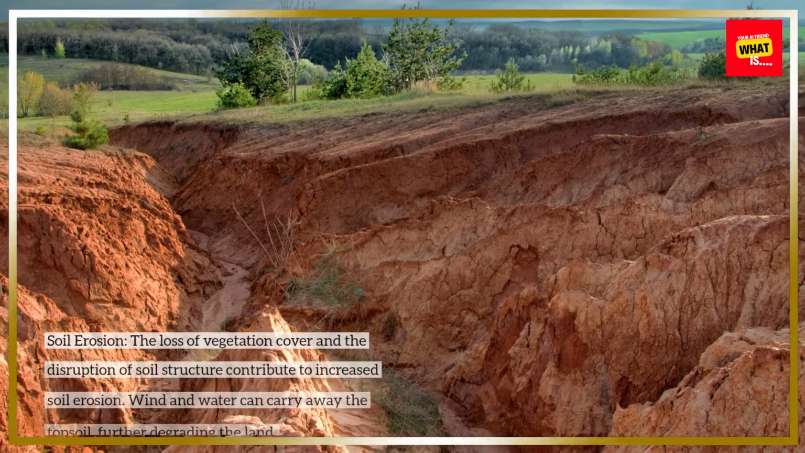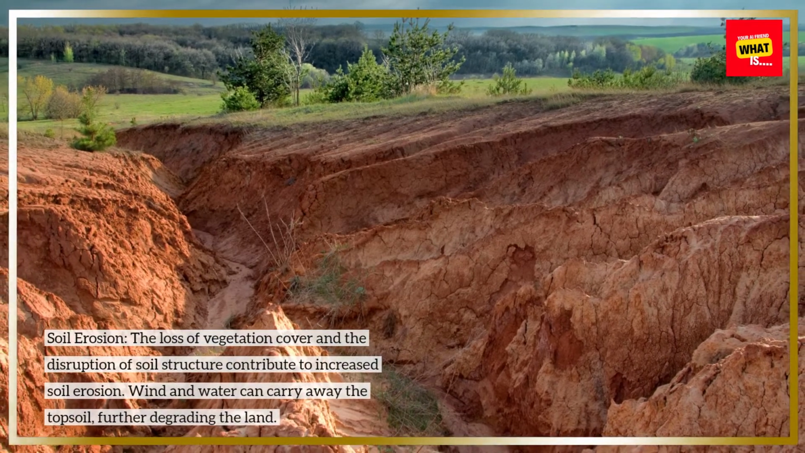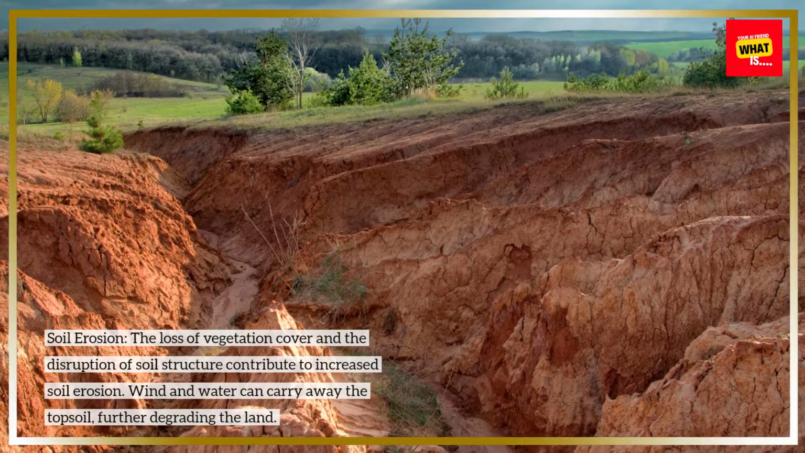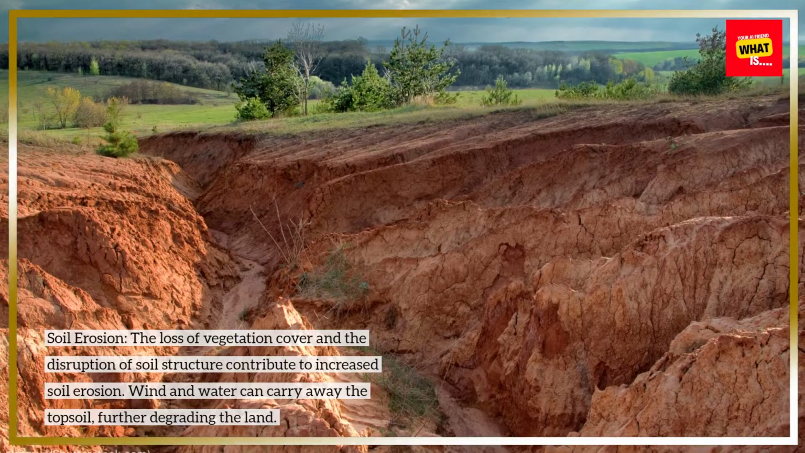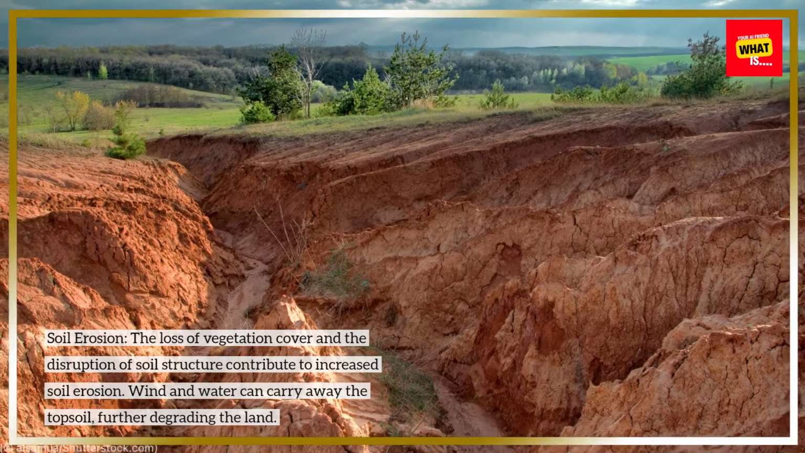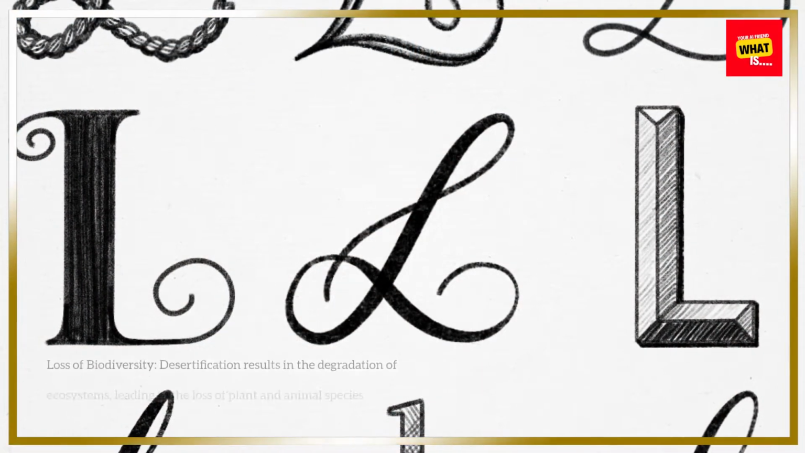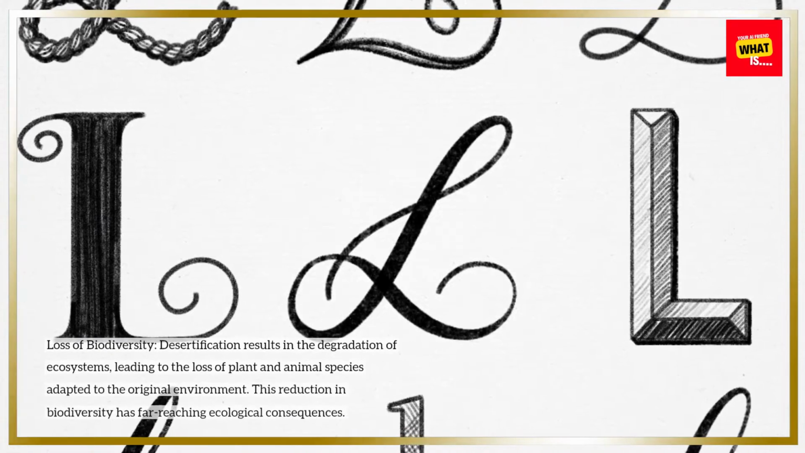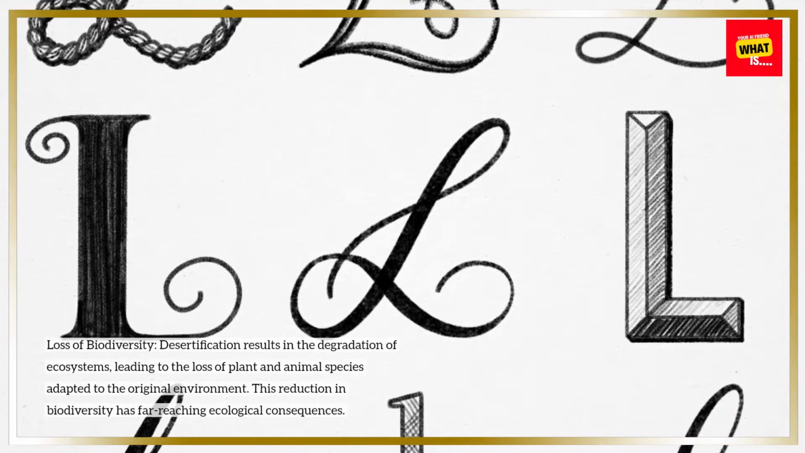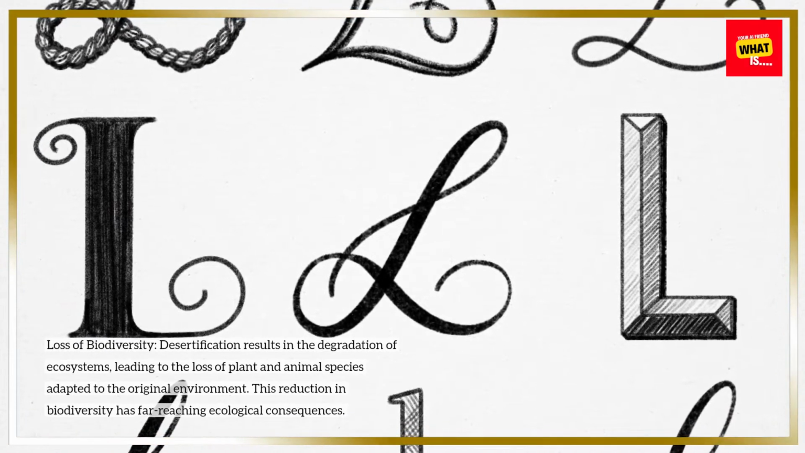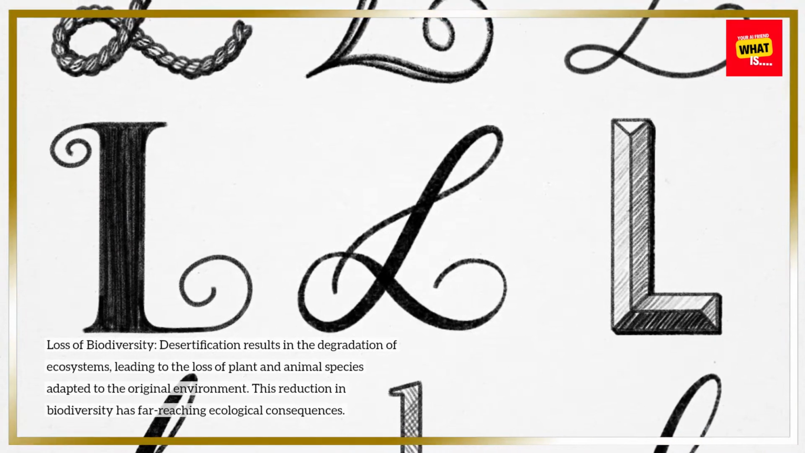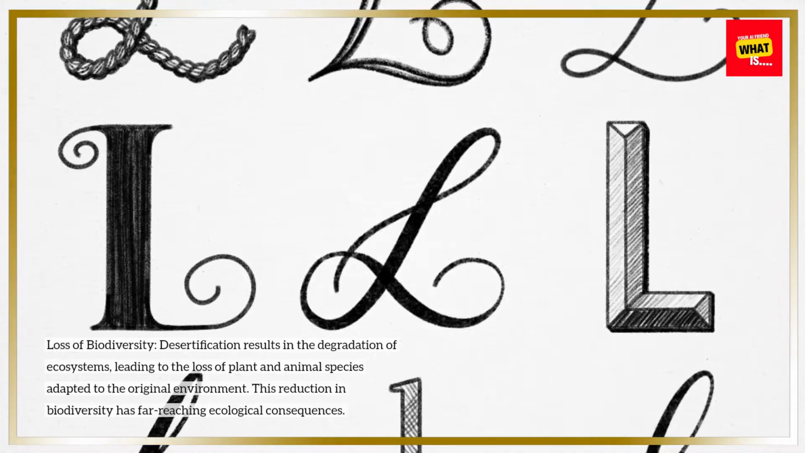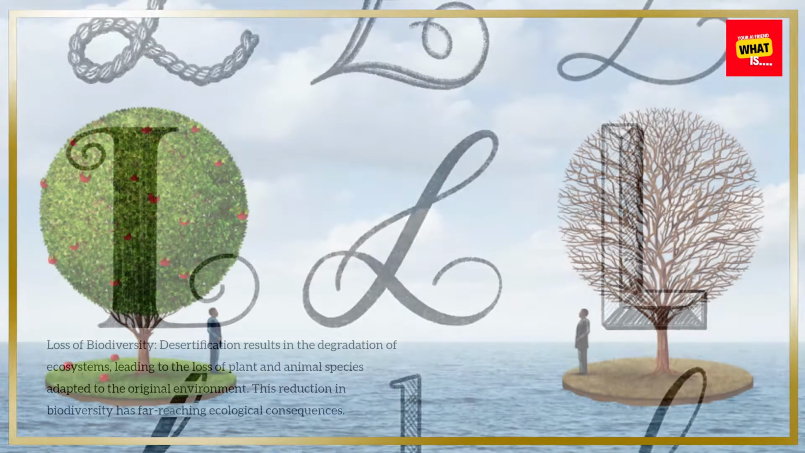Soil erosion. The loss of vegetation cover and the disruption of soil structure contribute to increased soil erosion. Wind and water can carry away the topsoil, further degrading the land. Loss of biodiversity. Desertification results in the degradation of ecosystems, leading to the loss of plant and animal species adapted to the original environment. This reduction in biodiversity has far-reaching ecological consequences.